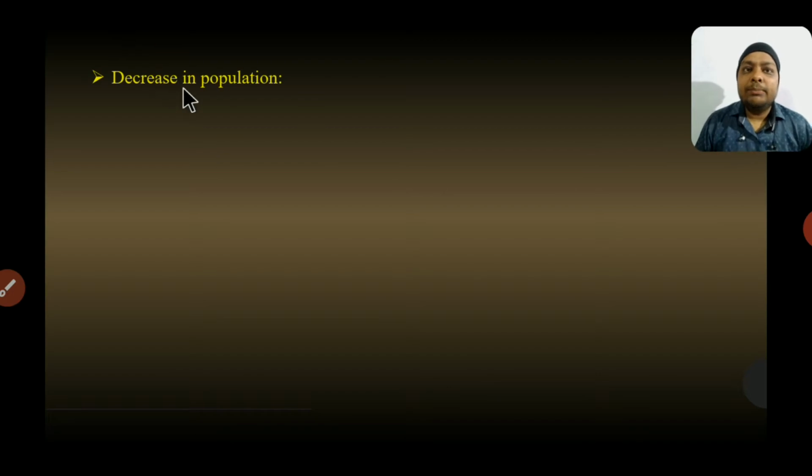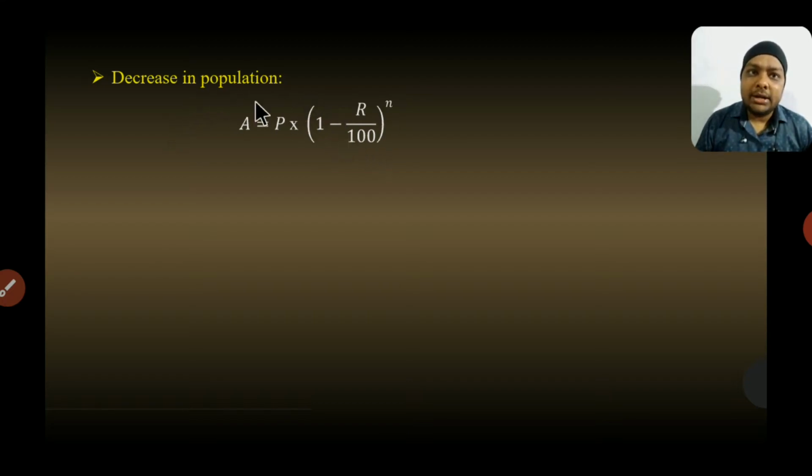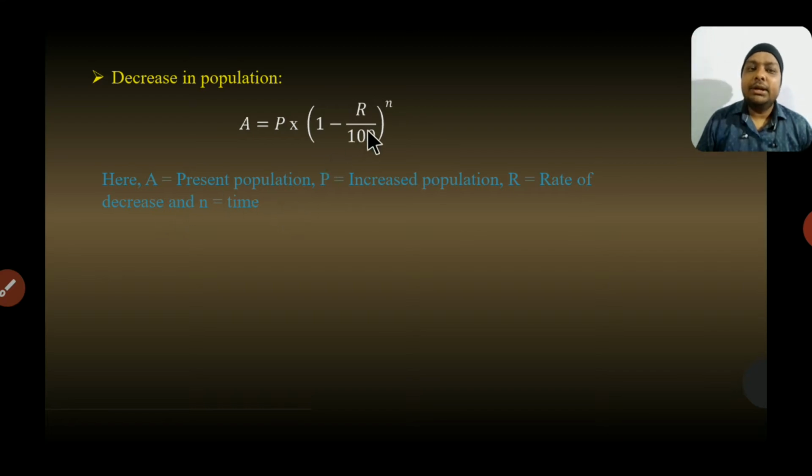Next, if the population is decreasing, what will we do? If the population is decreasing, then A = P(1 - R/100)^n. The formula changes: instead of plus, we write minus because it is decreasing. And here the values change: A will be the present population, P will be the population before the decrease, R will be the rate of decrease, and n will be time.